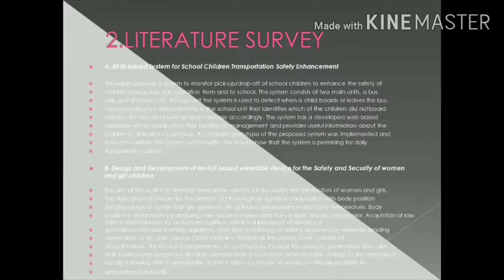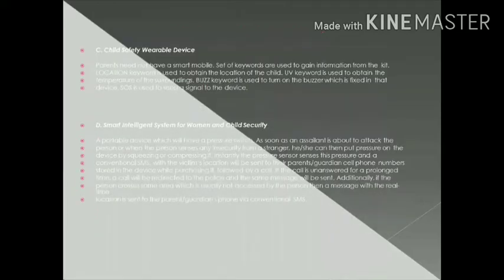designated individual. Coming to the third literature survey, it's the child safety wearable device. Parents need not have a smart mobile. A set of keywords is used to gain information from the kit. The location keyword is used to obtain the location of the child. The UV keyword is used to obtain the temperature of the surroundings. The buzz keyword is used to turn on the buzzer which is fixed in that device. SOS is used to send a signal to the device. That's how it communicates from the child to the parents or the guardians.